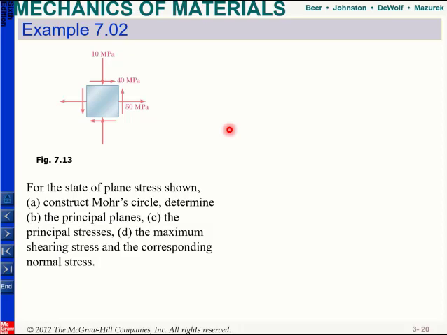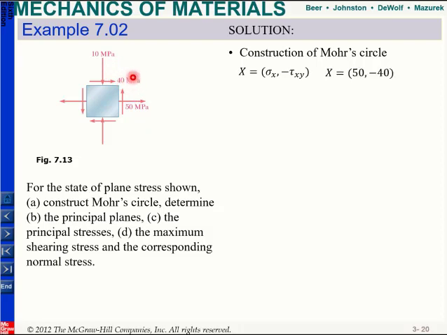So first one is, let's say that they give us this plane stress condition and they tell us what the stresses are. We want to construct our Mohr circle, and determine our principal stresses, principal planes, and maximum shearing stress, and the normal stress at that maximum shear stress. So the first one is we need to construct our Mohr circle. In order to construct my Mohr circle, I need my X point. And in order to find my X point, first I need to know my stresses. So my sigma X is 50. My shear is 40. So it's 50 and minus 40.